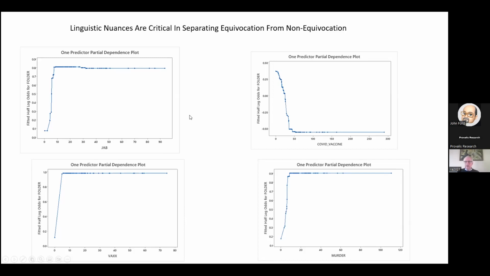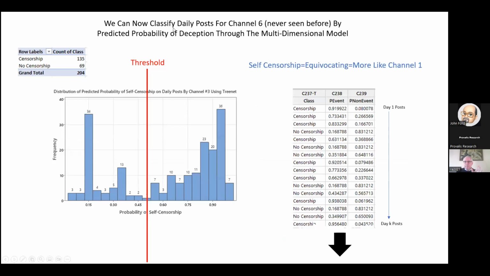So that means we can then take another channel or some other post or social media or a browser, put that through WordStat, and then look at the number of mentions or the words per 10K across those key predictor variables. And then we can classify something as either being censored or equivocating versus not on any record we want, right? In this case, for this new channel 6, 135 of them showed censorship, 69 not. So we would conclude that it's probably censoring. And you kind of have a threshold there, okay?